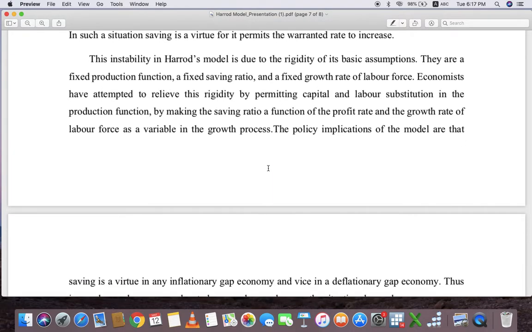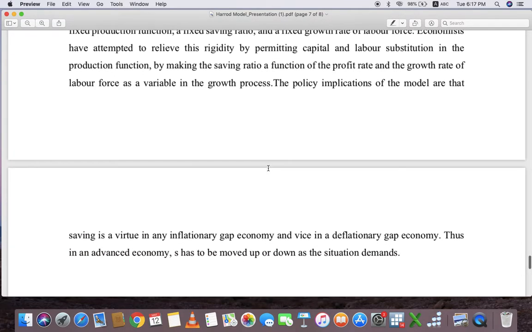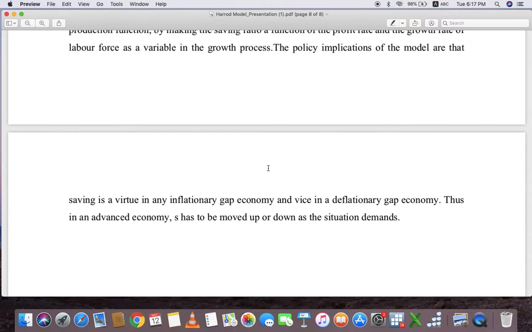So, what are the policy implications of this model? What can the government do under such a situation? Saving is a virtue in an inflationary gap economy. If there is high inflation in the economy, saving will be very much welcome, because savings will increase investment, and as a result of increased investment, production will increase, and demand and supply in the commodity market will come back to equilibrium, and so the inflationary gap will be eradicated.